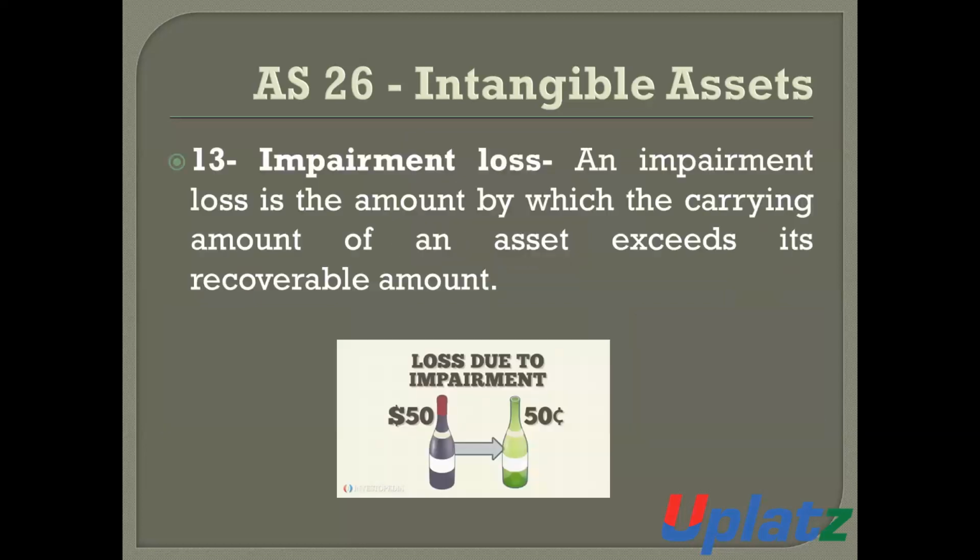What is the meaning of impairment loss? An impairment loss is the amount by which the carrying amount of an asset exceeds its recoverable amount. That is, carrying amount less recoverable amount is equal to impairment loss.